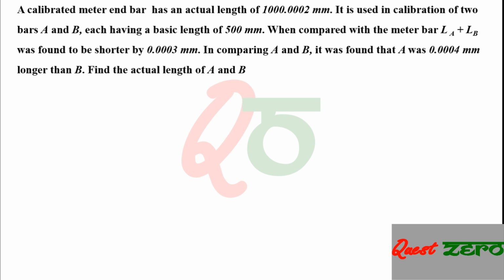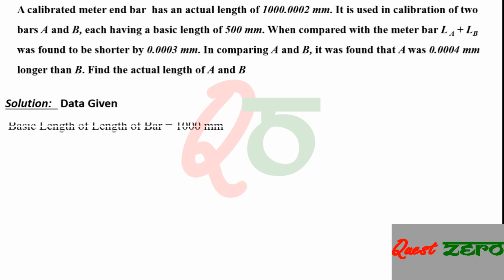So the first thing that we generally do is take the data that has been given and draw neat diagrams representing the bars mentioned in the problem. The first data we can obtain is that the basic length of the length bar is 1000 mm. What does this basic length mean? It is the length that is used to denote the dimension of a particular bar. It is not the exact dimension of the bar.